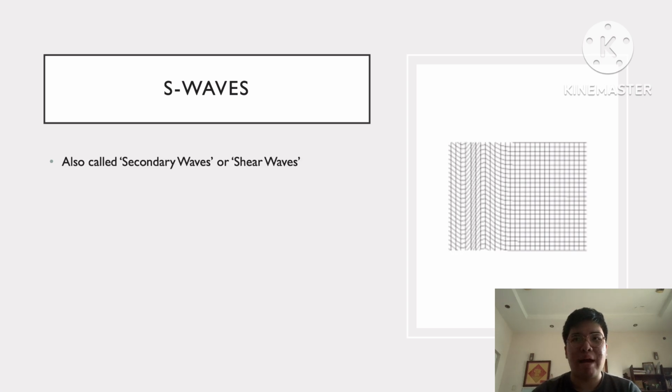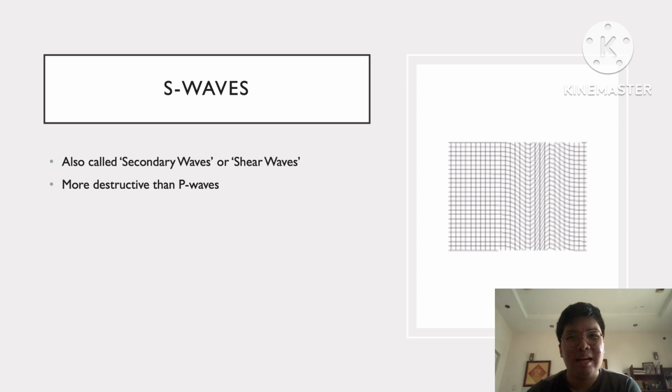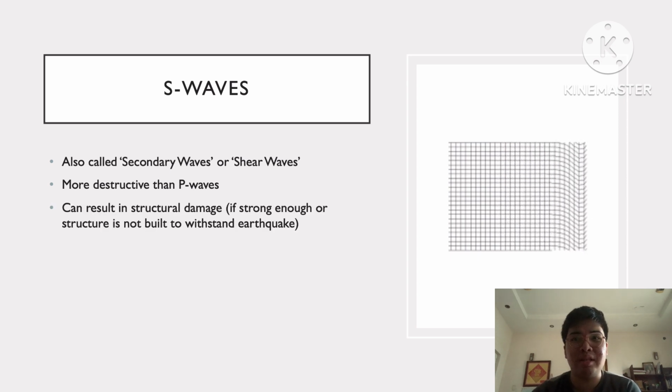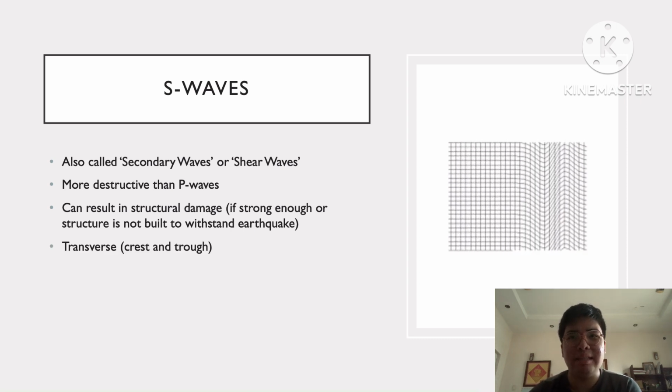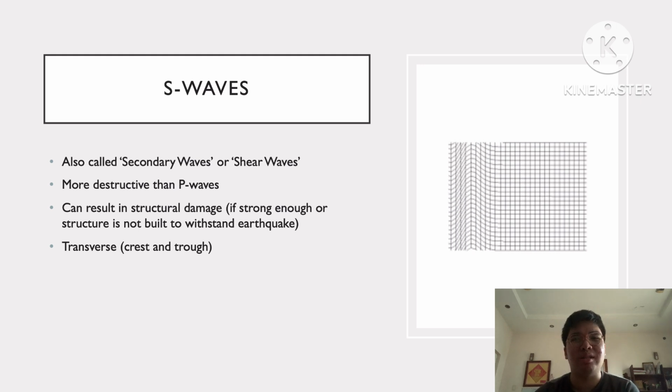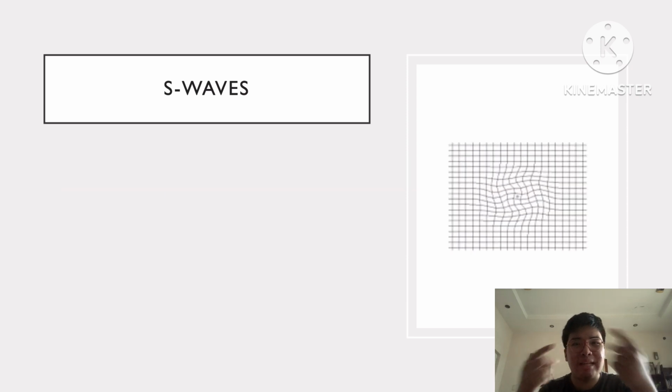called secondary waves or shear waves as well. This type of seismic wave is more destructive than the preceding P waves and can result in structural damage to buildings and infrastructure if the wave is strong enough or the structure is not built to withstand earthquakes. It takes its form as a transverse wave, which consists of crests and troughs. S waves move through the ground like a rope held tight at one end.